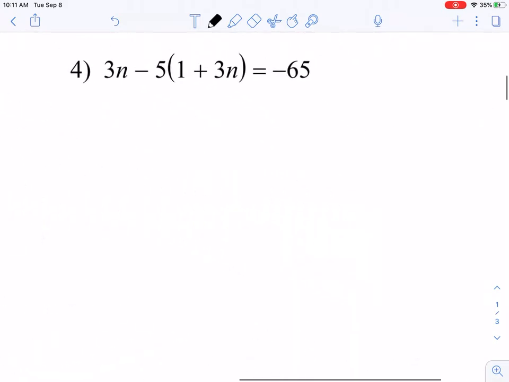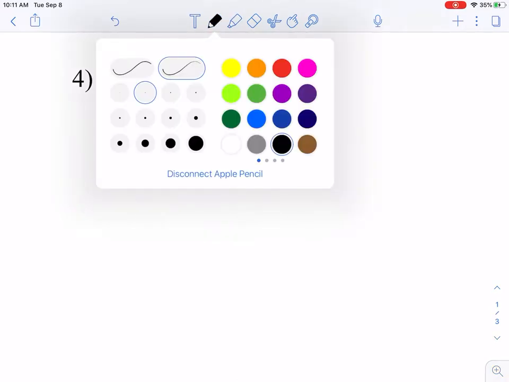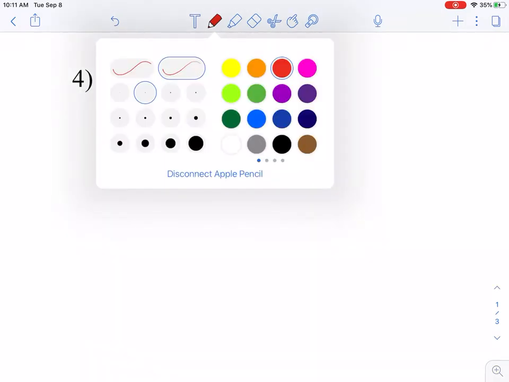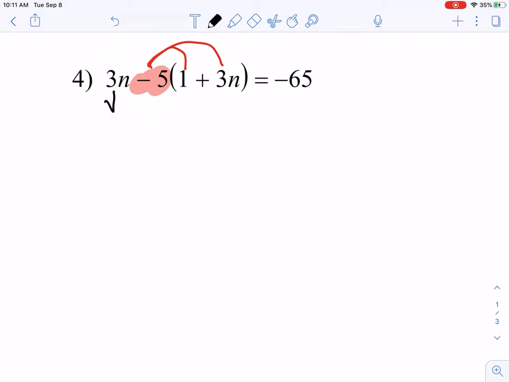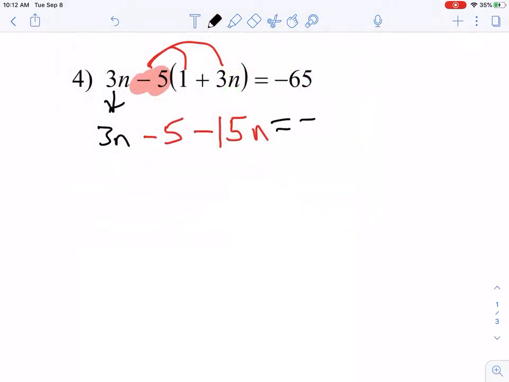All right, and then in number 4, we have this negative 5. So this negative sign is attached to the 5, and it is multiplying in with 1 plus 3n. So this 3n doesn't change. In red here, negative 5 times 1 is negative 5, and negative 5 times 3n is negative 15n. And that equals negative 65.